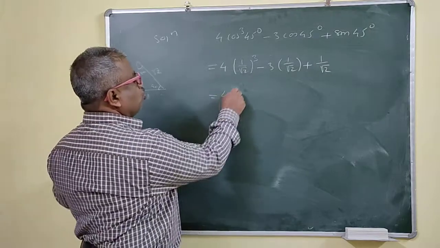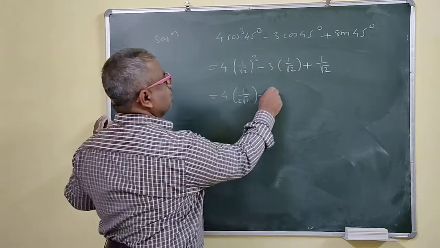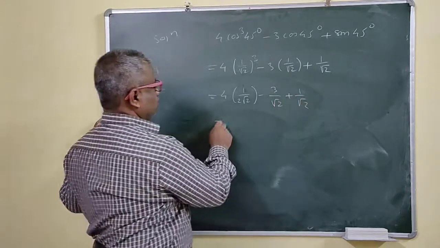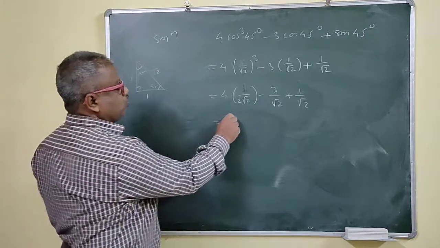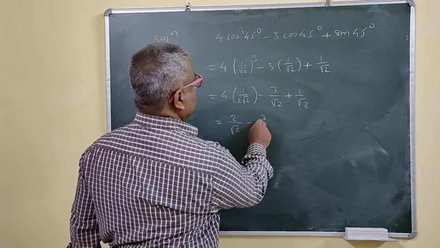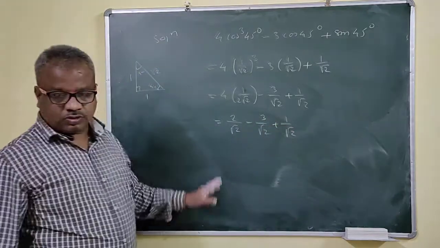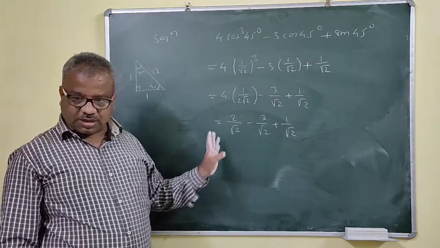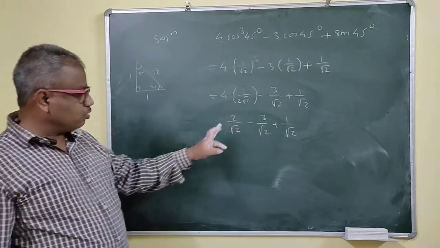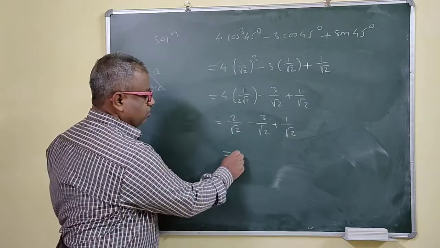So this is what? 4 into 1 by 2 root 2, minus 3 upon root 2, plus 1 upon 2 root 2. Right? So this is what? 2 upon root 2. Right? Minus 3 upon root 2 plus 1 upon root 2. So the denominator is the same, it is just addition or subtraction of the numerator. So what here? This is 3 and minus 3. So this will be what? 0.